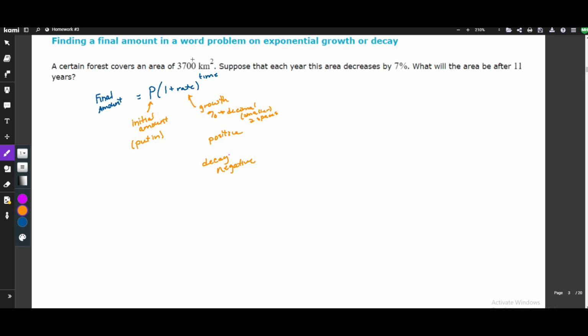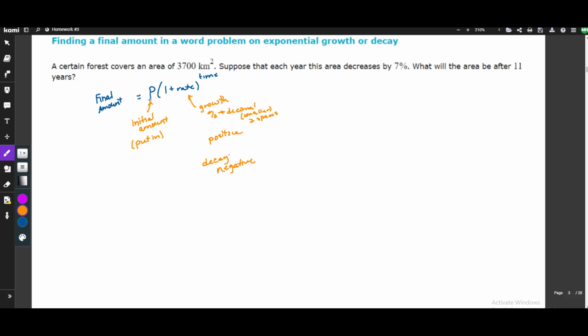The time is going to be whatever time frame they're talking about. So when we're talking growth and decay, it could be days, it could be hours, it could be anything. If we're talking interest, usually it's annual or yearly. So we're going to talk about that formula in a second.